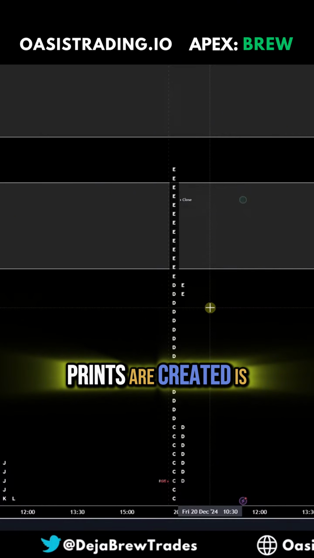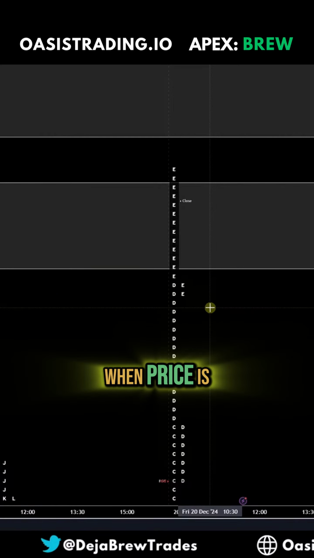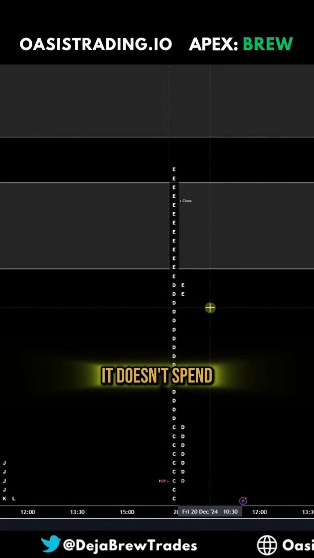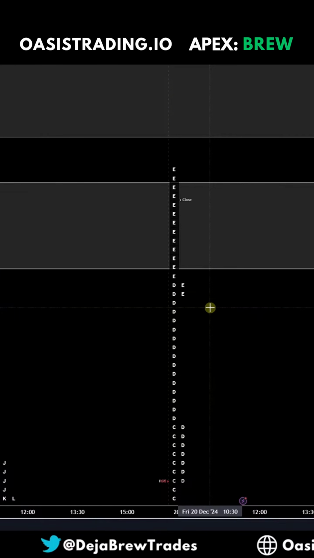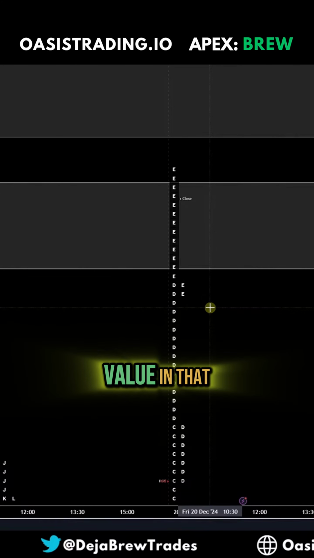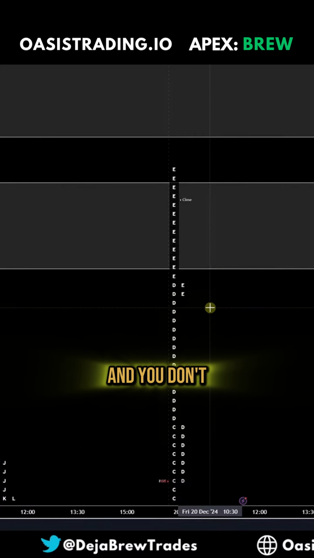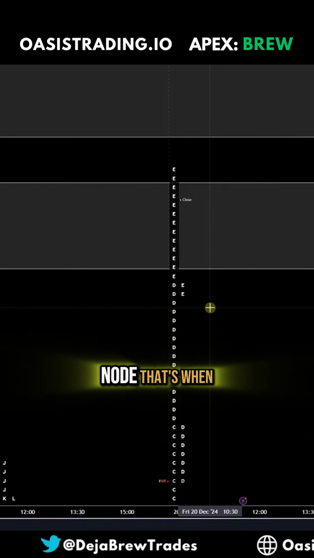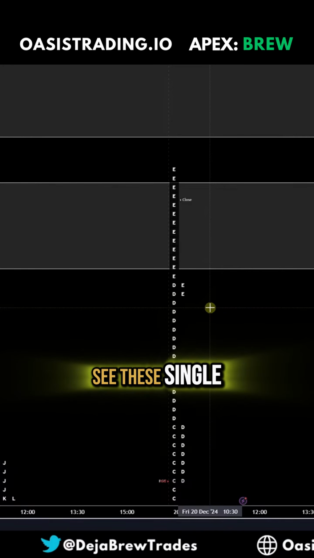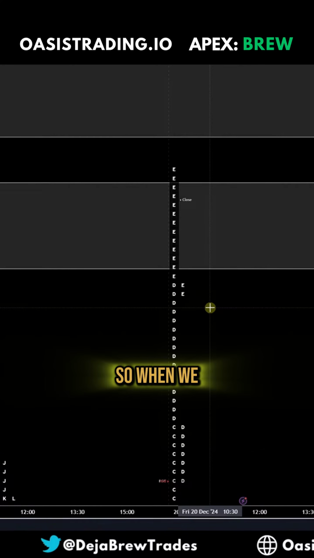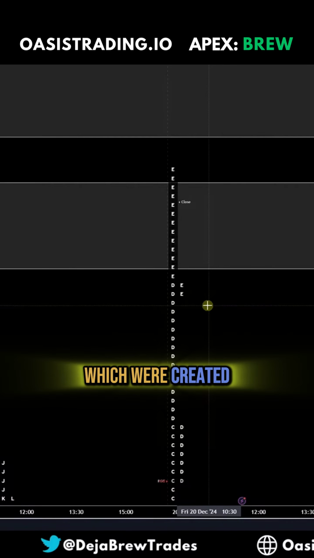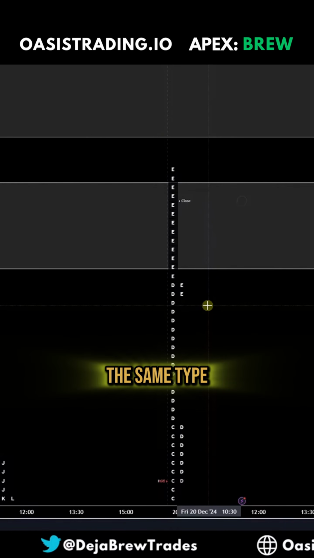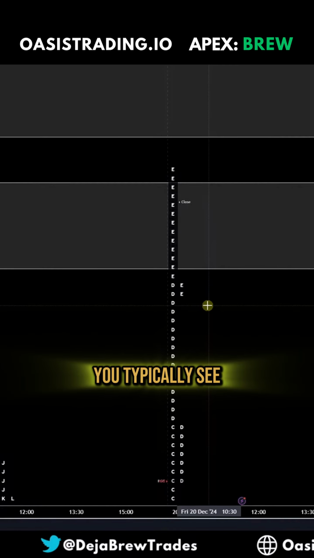So, how single prints are created is when price is moving very quickly in one direction, it doesn't spend a lot of time building up that value in that area that it's trading, and you don't see those overlapping TPOs to create that node. That's when you are going to see these single prints forming, right? So when we have these old single prints, which were created by very fast movement in one direction, that is the same type of movement that you typically see when you're going back to fill those clusters in.